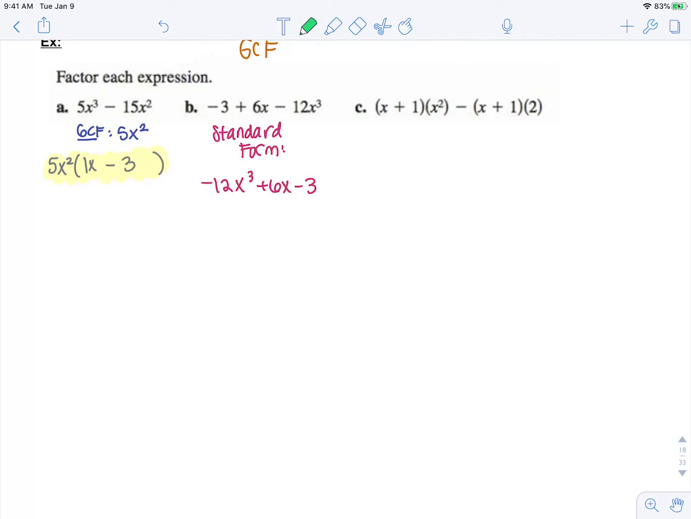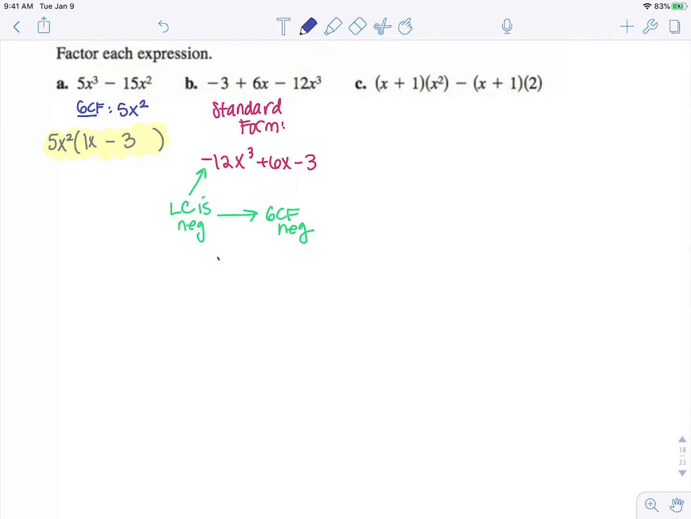Now that this polynomial is in standard form, when I look at it, I see that my leading coefficient is negative. When your leading coefficient is negative, your GCF should be negative as well. So if I'm looking for a negative GCF, the GCF of this trinomial is negative 3. And that will make negative 3 multiplied by 4x cubed minus 2x plus 1.